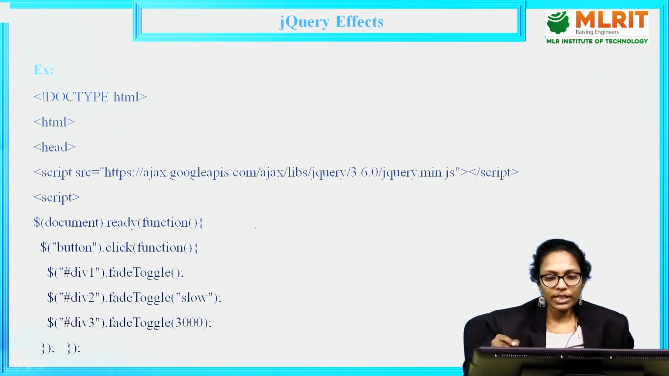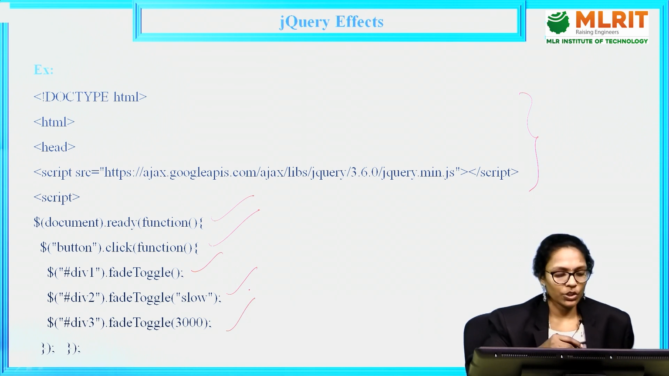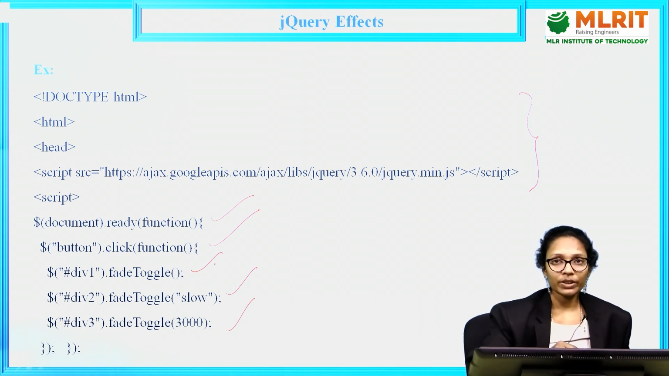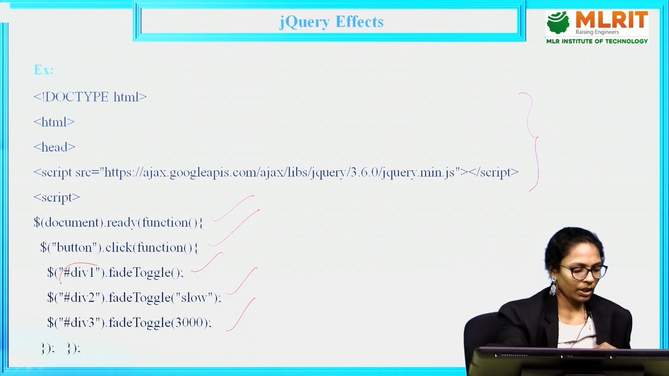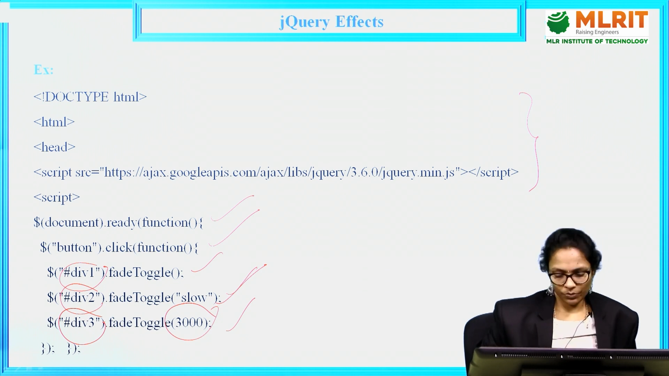So now this is the example application, and this code is common for all the applications to take the jQuery library. And whenever my document is ready and whenever you click on the button, you are applying three different methods here. I mean the same method with different signature. So the first one is fade toggle without any parameters on the division 1, and the second one is fade toggle with the slow speed, and for the third one fade toggle with the 3000 millisecond speed for division 3.